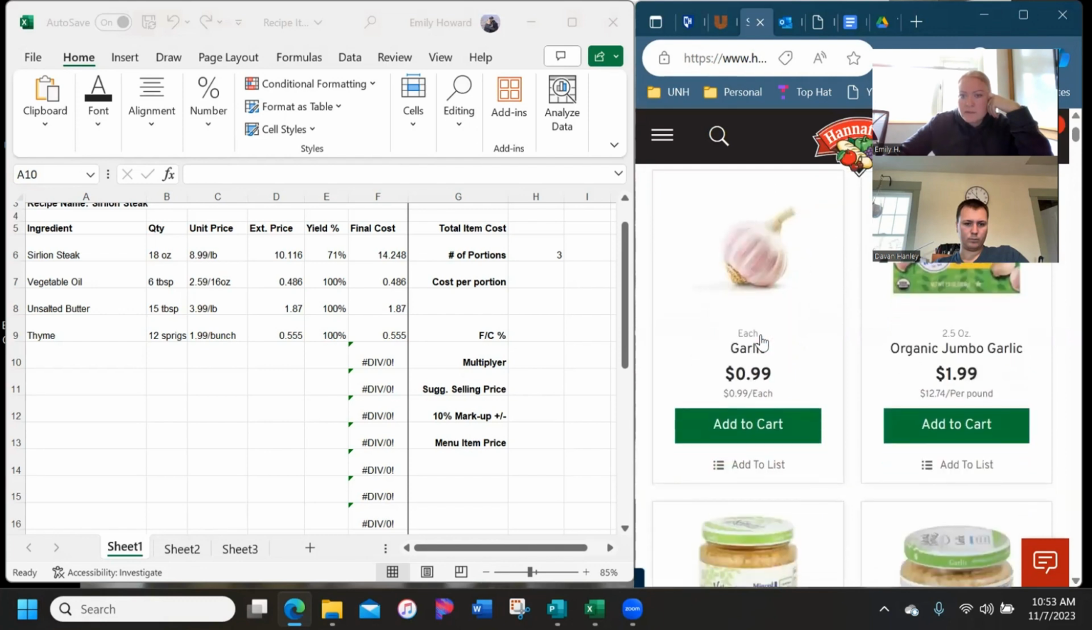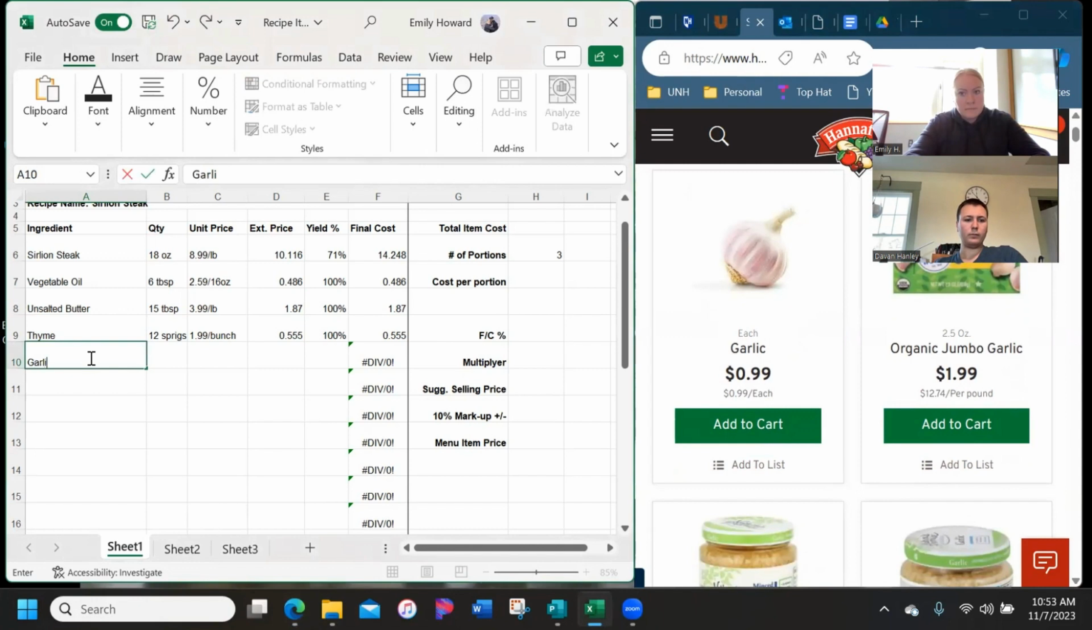Okay, and we're just gonna do fresh, and it's just 99 cents each. Yeah, so it's 99 cents per bulb, right? Yep, 12 cloves in a bulb, pretty much, roughly. Wow. Okay, so quantity is just 4 cloves. Oh, okay, not 12, right? No. Please don't use 12 cloves.